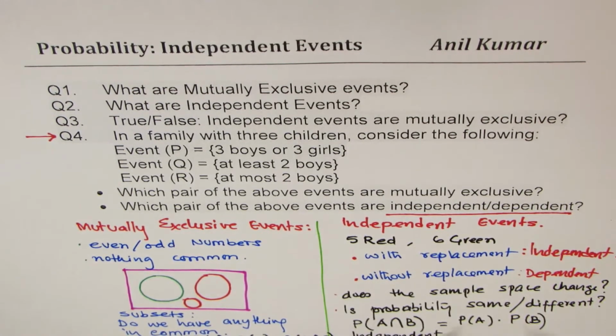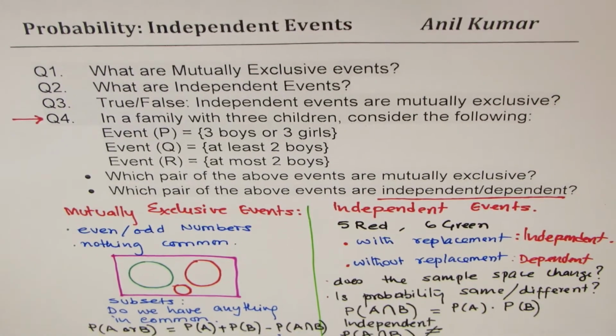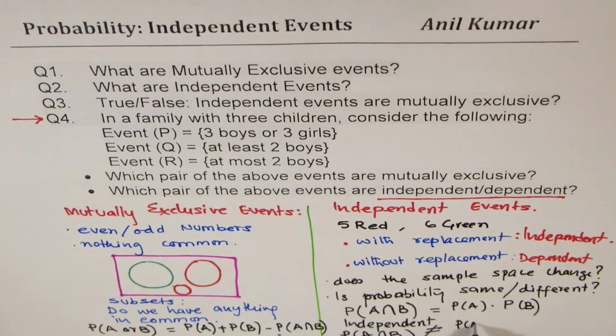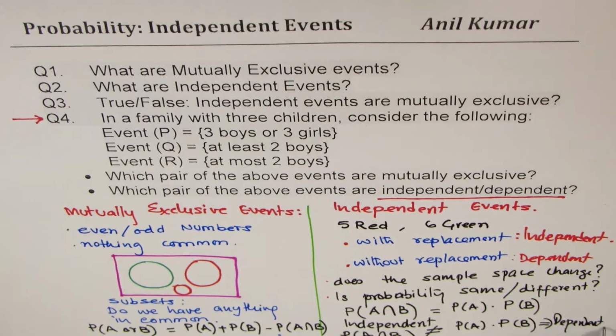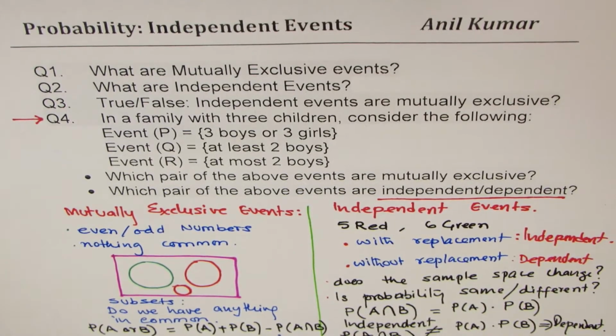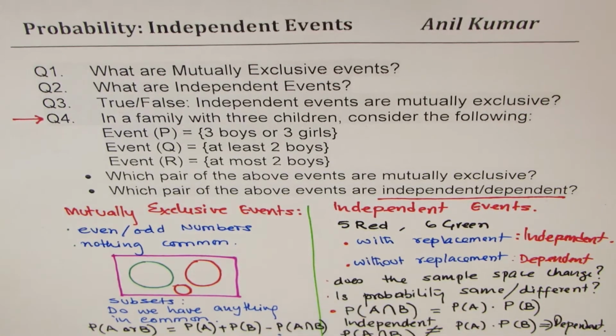Is that okay? And if they are not equal, that means if the probability of A intersection B is not equal to the product of P(A) and P(B), in that case we say dependent. Is that clear? So that is our new definition of finding out whether the events are independent or dependent or not. Is that clear to you, right?